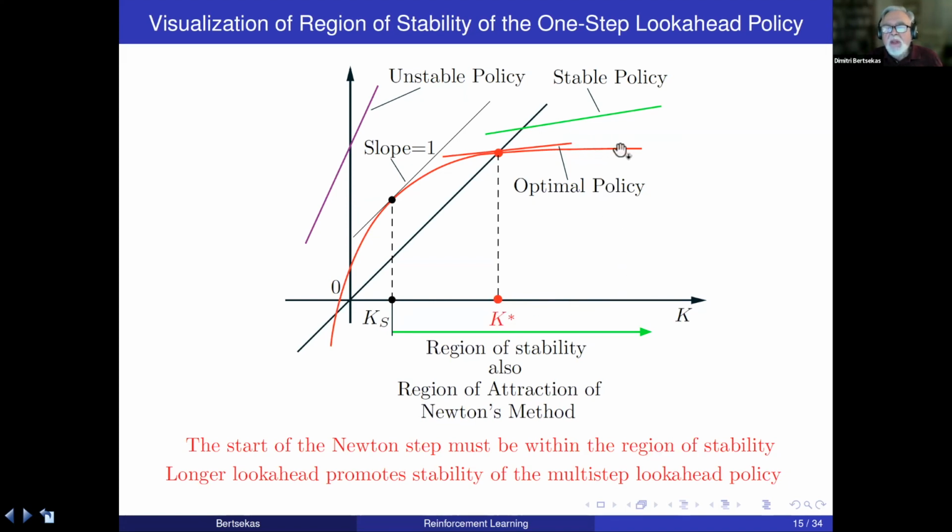And then the policy that we're going to obtain is this tangent policy, which is stable. We're going to obtain an unstable tangent policy if we start to the left of this threshold point, where the slope is equal to 1. Everything to the right of this threshold gives you a stable policy. So we call this the region of stability. And it also happens to be the region of attraction of Newton's method, the set of starting points for which the Newton's method works.